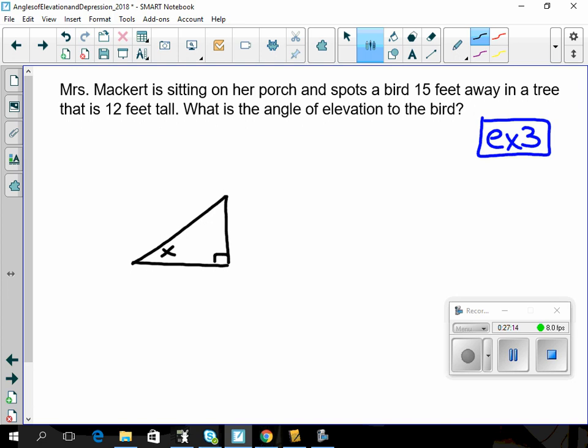If the tree is 12 feet tall, most of us got that tall, how high it is, that's going to be over here. Perfect.